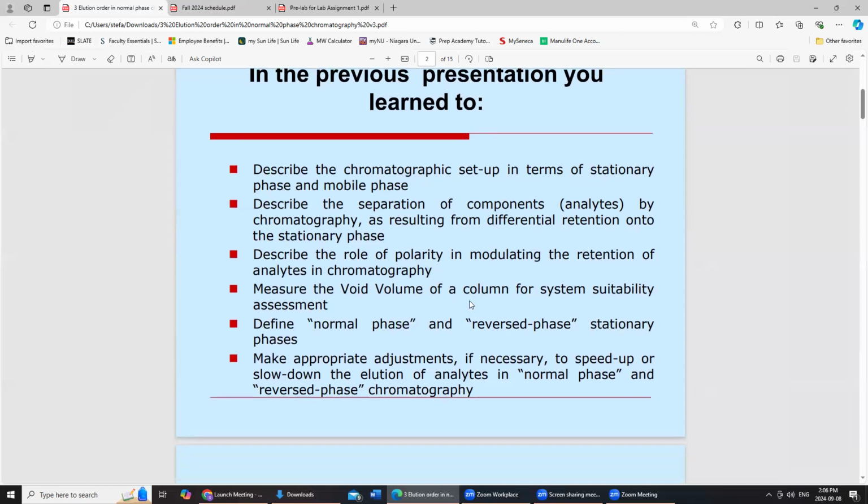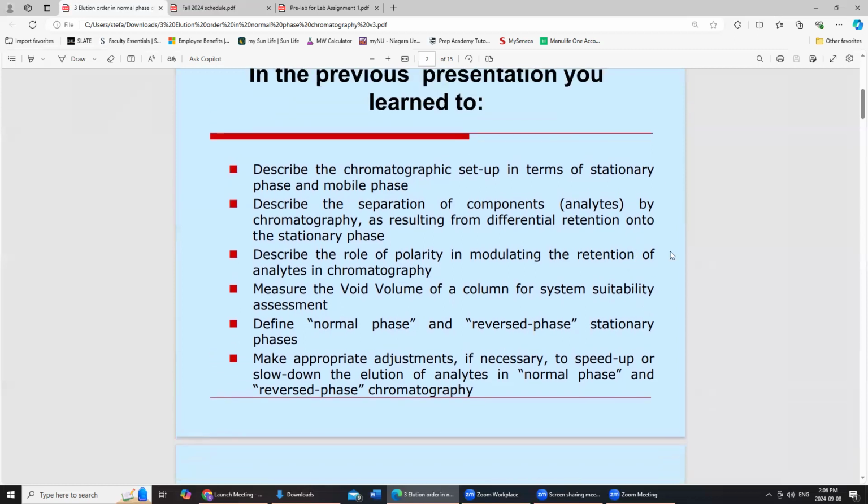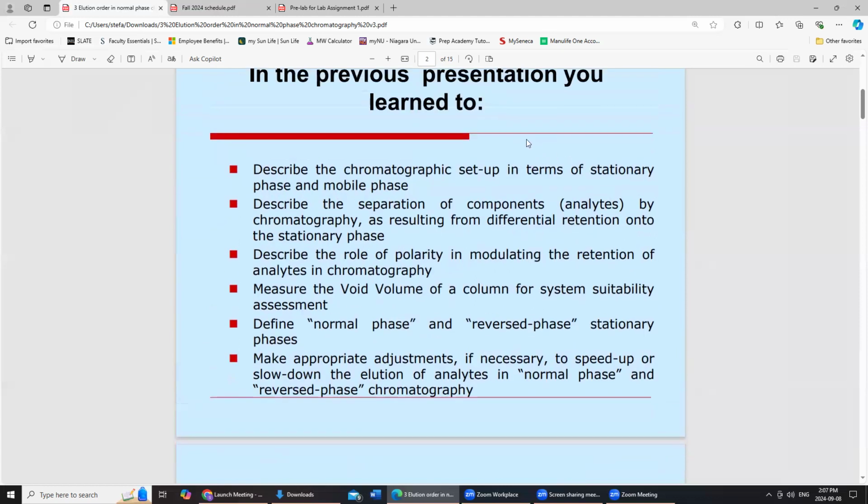Measuring the void volume of a column for system suitability assessment. Normal phase and reverse phase stationary phases, right? That's the silica gel on the column. And then making appropriate adjustments if necessary to speed up or slow down your elution of analytes in normal phase and reversed phase chromatography.